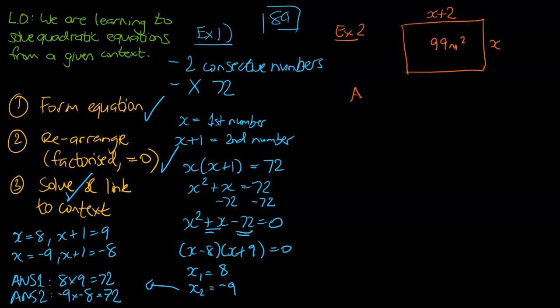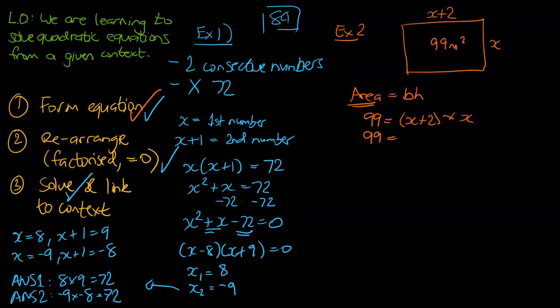So our equation for the area of a shape, area is going to be equal to base times height. We're going to substitute everything we know. So we know the area is 99, so we're going to put that in. We know the base of the shape is x plus 2. So that's that part there, which will also be the same as the top. And the height of that shape is going to be x. So we've formed our equation, got the orange tick there. We now need to rearrange, factorize it, and make it equal to 0. So let's go ahead and do that.